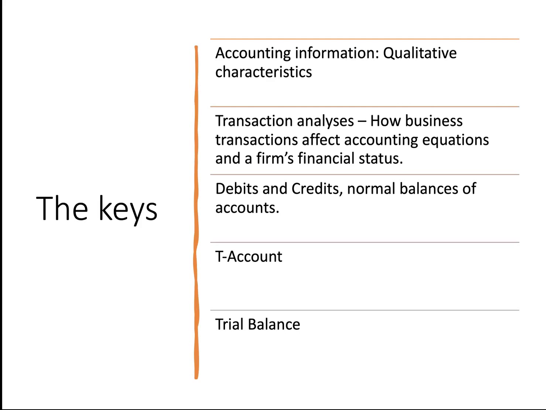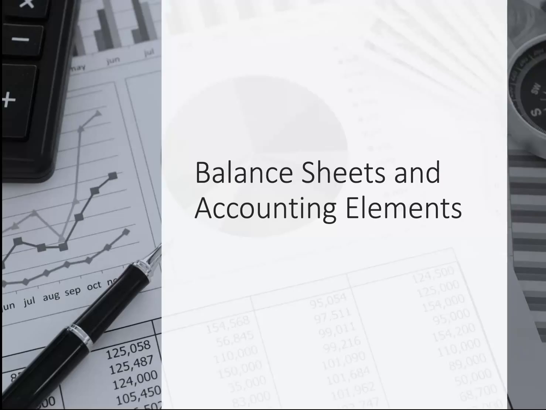So in this chapter, you're going to learn the qualitative characteristics of accounting information, and the transaction analysis, which means how business transactions would affect accounting equations and a firm's financial status. We're going to learn how to do debits and credits, and what the normal balances of accounts are. We're going to learn T accounts and trial balance as basic tools. These are the fundamentals of accounting techniques that you will need as accounting students or as business students. Let's start with the balance sheet and accounting elements. In the next chapter, we'll talk about the elements of the income statement.